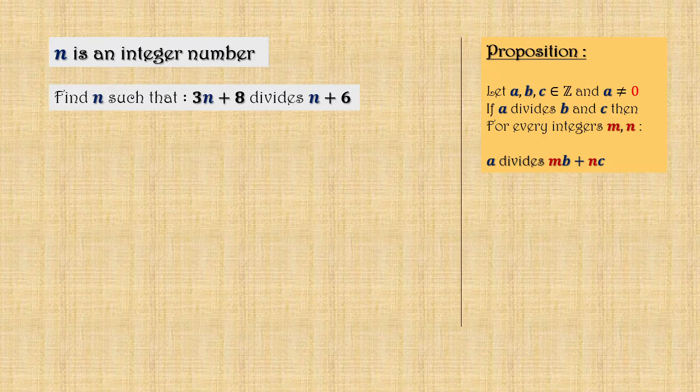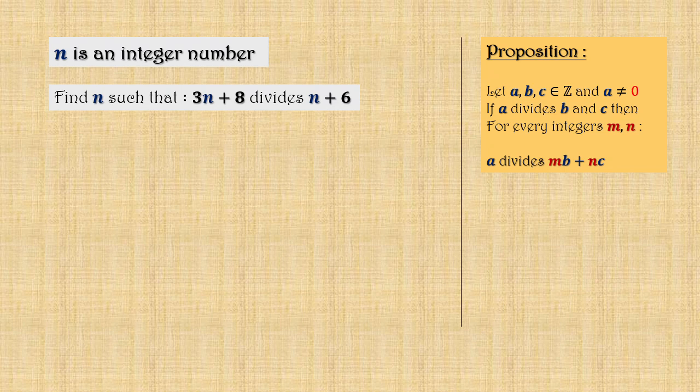This proposition affirms that if a, b, and c are three integer numbers, with a different from 0, and a divides b and c, then a would divide m multiplied by b plus n multiplied by c, such that m and n are integer numbers.